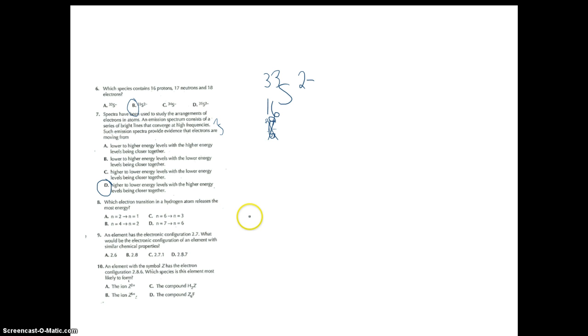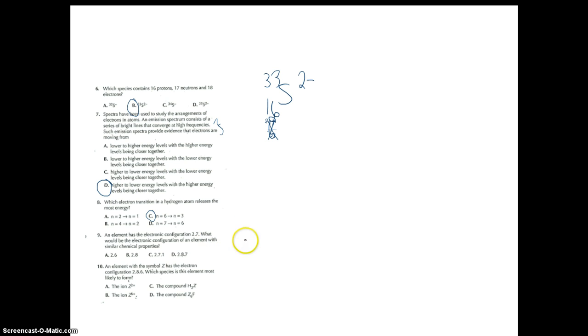Which electron transition in the hydrogen atom releases the most energy? Remember, to release the most energy, you're going to have the greatest fall. So we want a big jump here. Which one's going to be the big transition? Well, looking from level 6 to level 3, that's 3 levels. A has 2 to 1, that's one level jump. B is a 2 level jump. C, I think, is going to be our best bet. It's going to release the most energy.